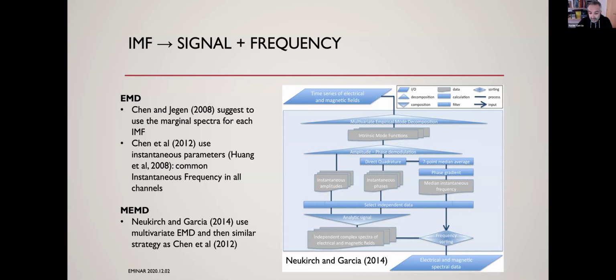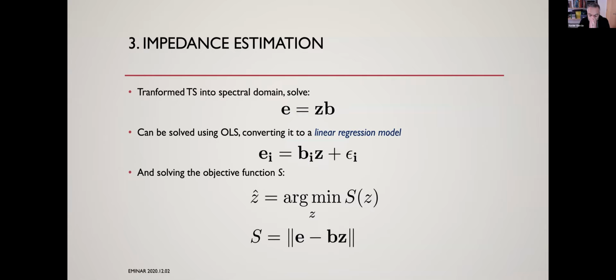So the third step in data processing is the impedance estimation. Once we have transformed the time series into the spectral domain, we need to solve the magnetotelluric equation. The electric fields are equal to the impedance times the magnetic fields. We're going to solve this using ordinary least squares, OLS, so we're going to convert it into a linear regression model. That is the second equation that we have here, with epsilon indicating the errors or the residual.